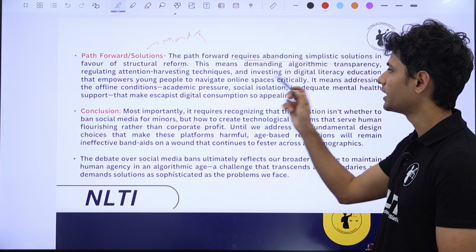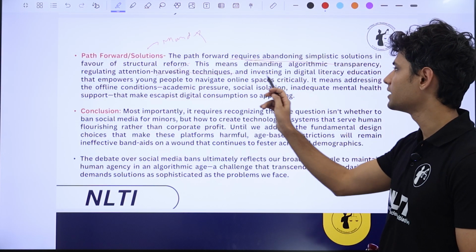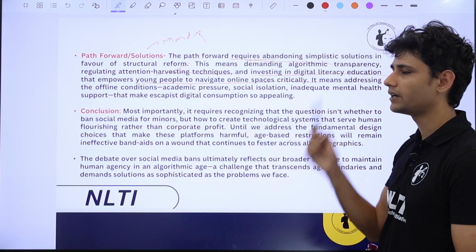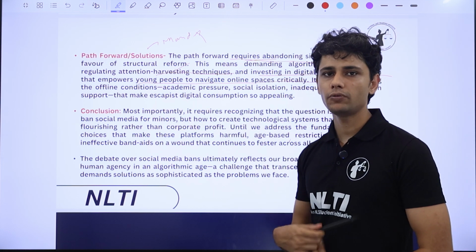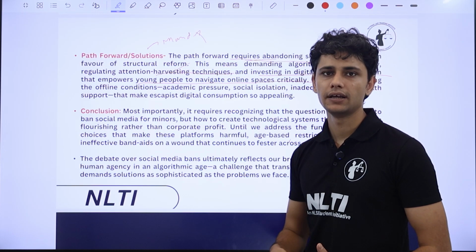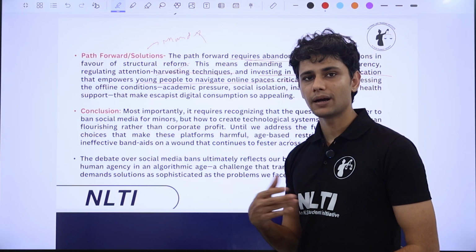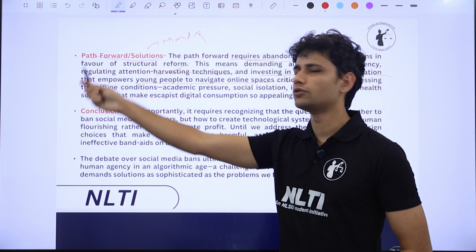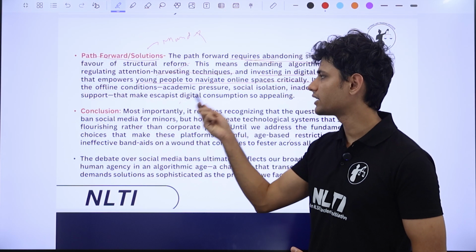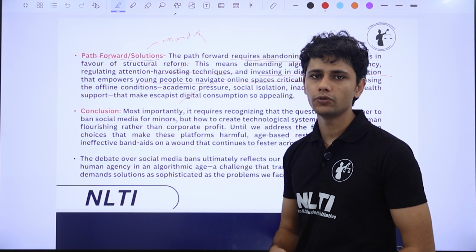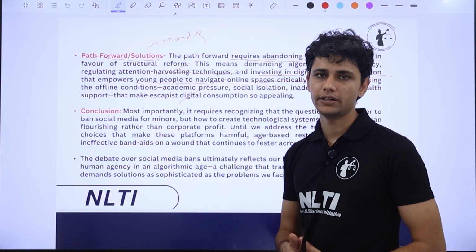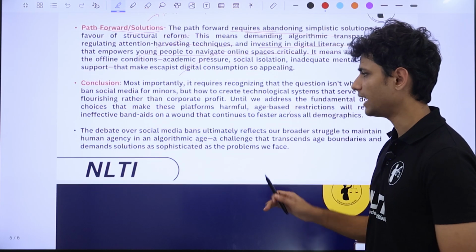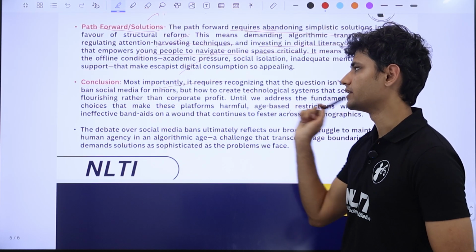This means that we should regulate attention harvesting techniques and invest in digital literacy education that empowers young people to navigate online spaces critically. So we should equip young people to actually understand how social media works and not get caught up in how companies manipulate them. That can be one way of explaining how the path forward should look. If you have time, you can put this section. It's ideally expected of you, but it's again not a mandatory section that I would recommend you write in all essays. And then you can quickly conclude your essay.